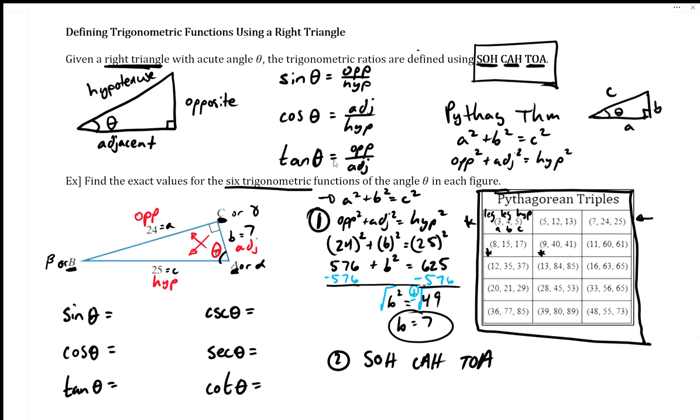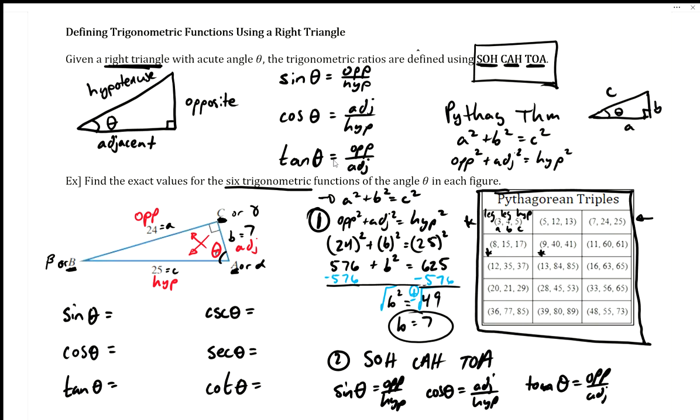We have SOH CAH TOA. As a reminder, that means sine of theta equals opposite over hypotenuse. Cosine of theta is adjacent over hypotenuse. And then tangent of theta is opposite over adjacent.